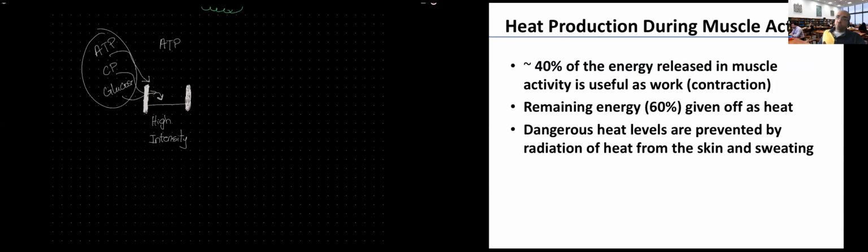If you are running on a treadmill, it tells you the amount of calories that you've burned. So let's say you ran on a treadmill for 30 minutes, and it tells you you burned 150 calories, 200 calories, let's say. The amount of energy that has been consumed is this 200 calories.